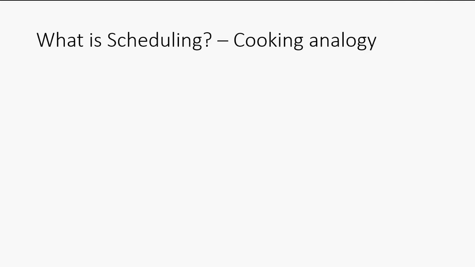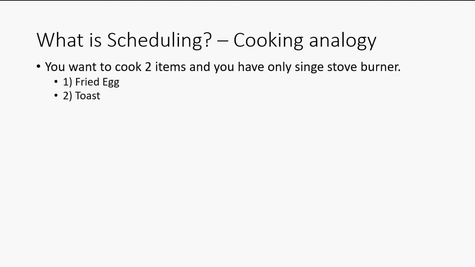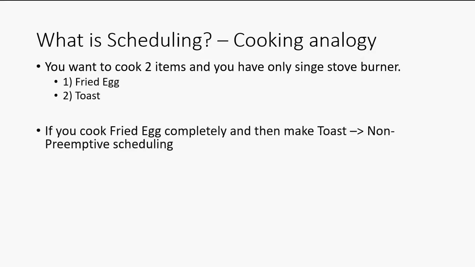I would like to give you a cooking analogy to remember this. Let's say you want to cook two items for your breakfast and you only have a single stove burner. You want to cook a fried egg and a toast to go along with it. Now, if you cook the fried egg completely first and then make toast, or the other way around, where you make toast first and then cook the fried egg, this is called non-preemptive scheduling.